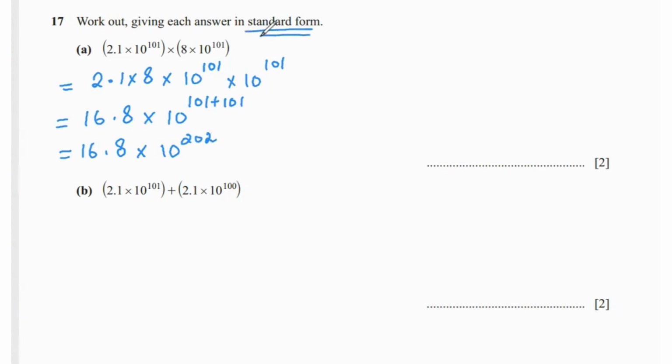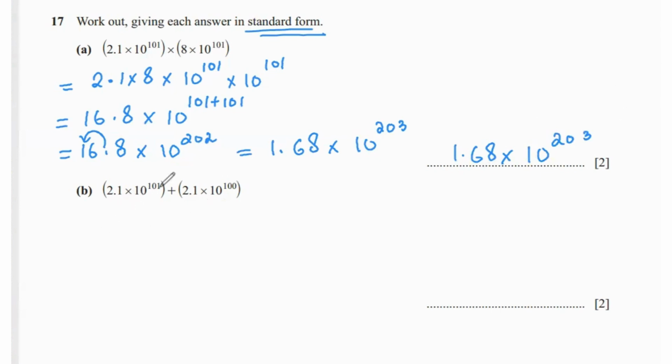Now it says standard form. In standard form, your decimal comes after the first digit, not the second or the third. So to make sure it comes after the first digit, we move the decimal one place to the left. And for that, we need to add 1 to the power. So now instead of 202, we have 203. So 1.68 times 10 to the power of 203 is your answer.